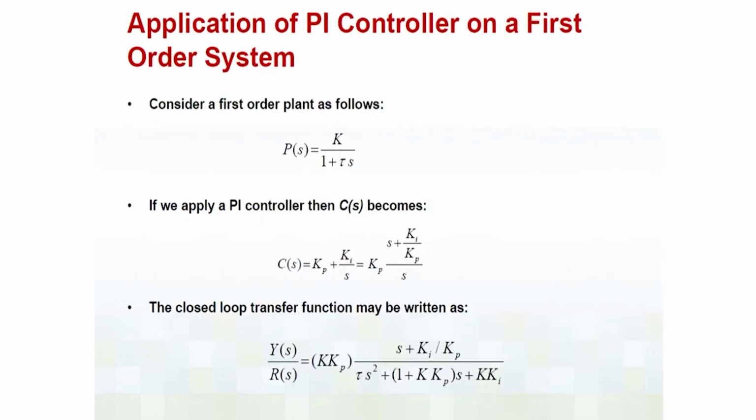Now, if I try to apply a PI controller, so we can try all these variations, PI, PD, PID. If I try to apply a PI controller on a first order system, something like a thermocouple, where you are measuring the temperature of a system and taking some intelligent decision.